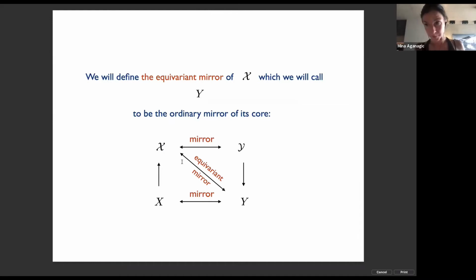What we'll define to be the equivariant mirror of the big X is a manifold which we'll call Y, which is the ordinary mirror of its core. So we have a pair of mirror symmetries, one relating the big X to its mirror, the big Y, and another relating the small x to its mirror, the small y. And what I call equivariant mirror symmetry is the relation going diagonally.